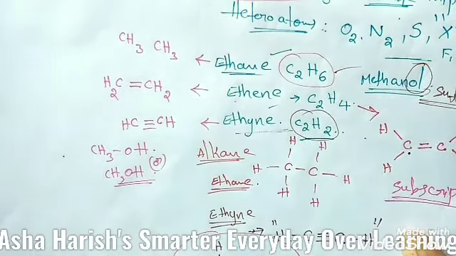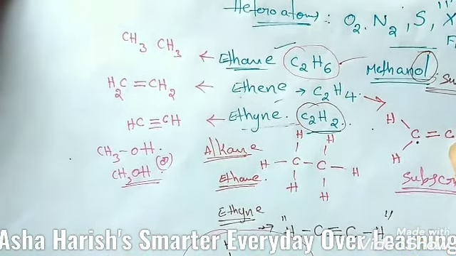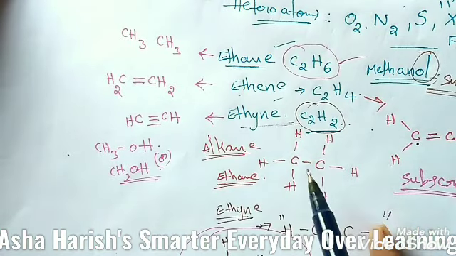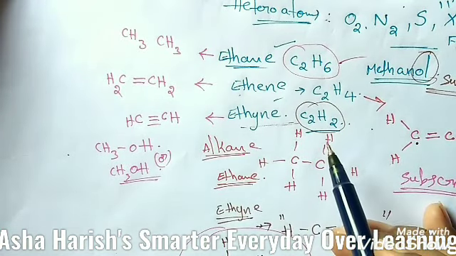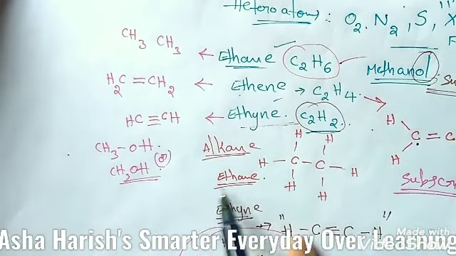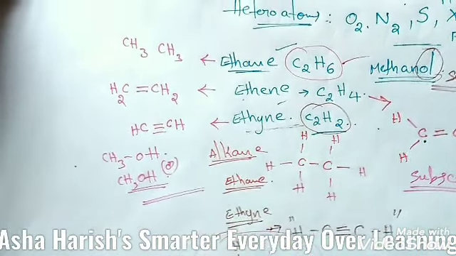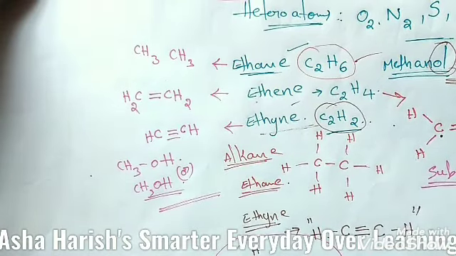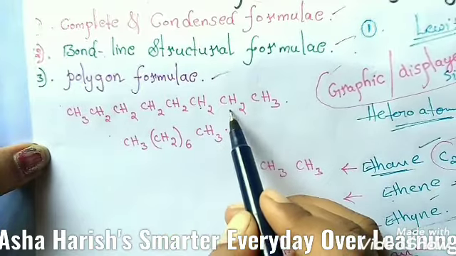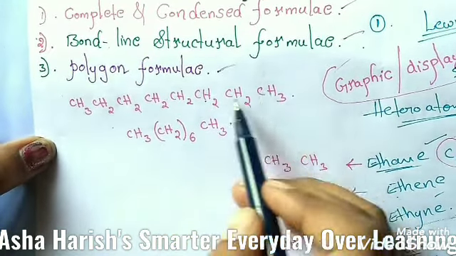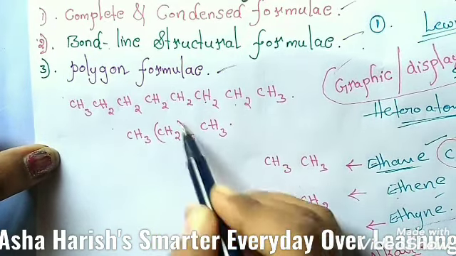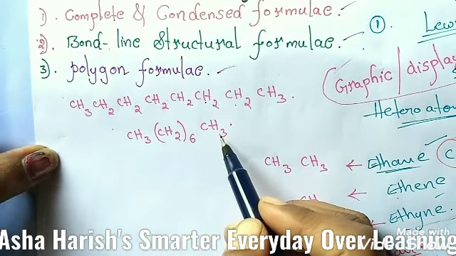Sometimes these structural formulae can be further condensed by enclosing the repetitive structural unit within a bracket and placing the integer as subscript indicating the number of times the structural unit gets repeated. For example, let's see the example: CH3, CH2, CH2, CH2, CH2, CH2, CH2, CH3. So this is the example. This can be further condensed to CH3(CH2)6CH3.